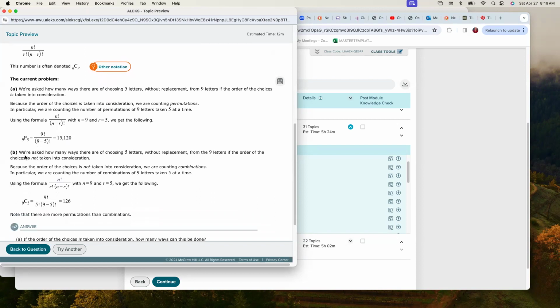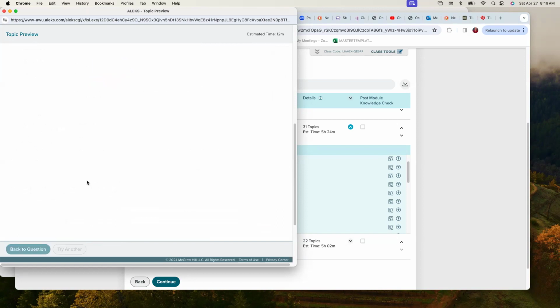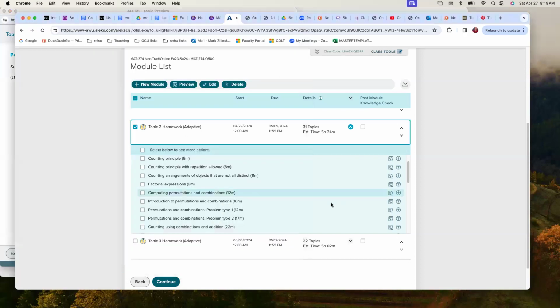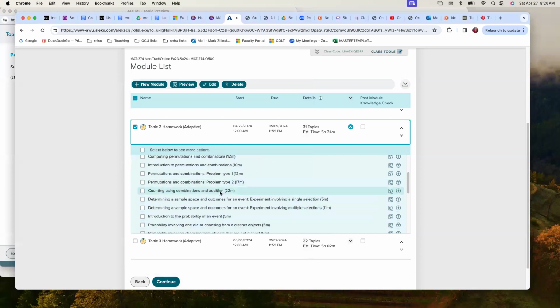However, in question B, they're asking how many ways of choosing 5 letters without replacement from the 9 letters if the order of the choice is not taken into consideration. So here, if we go back to the question, I guess the key part of the phrase is where we say if the order of the choices is taken into consideration, or if the order of the choices is not. So this tells you you're using combinations. This tells you you're using permutations.